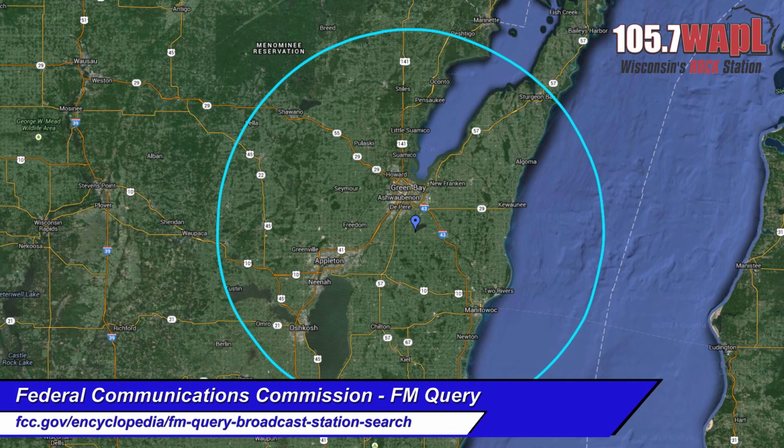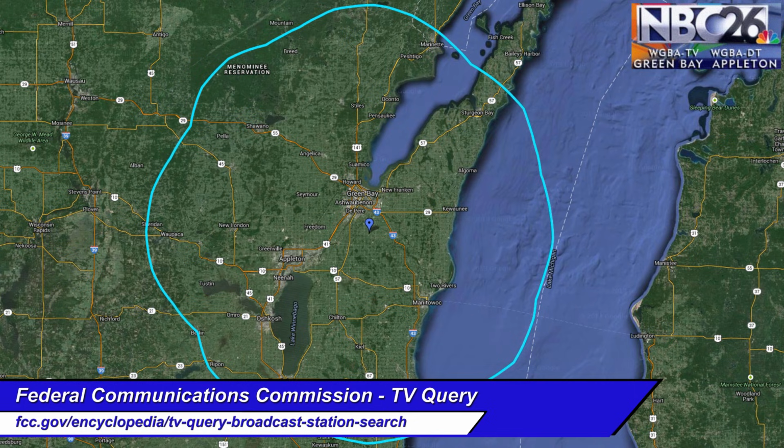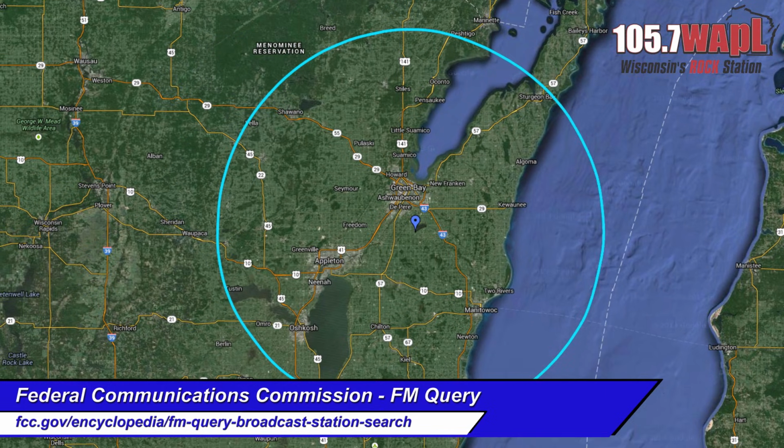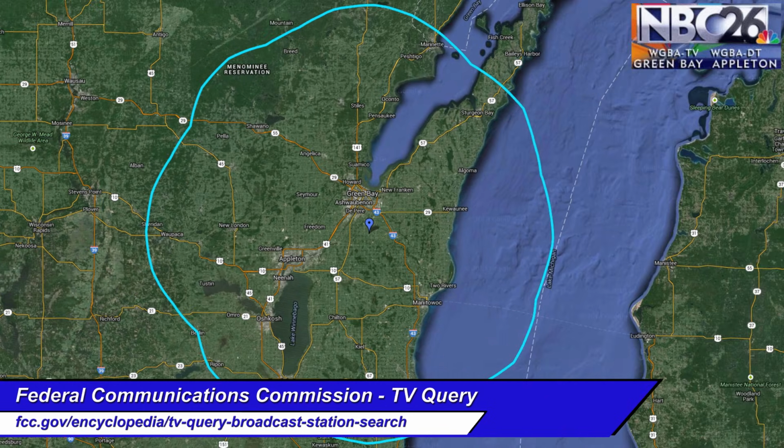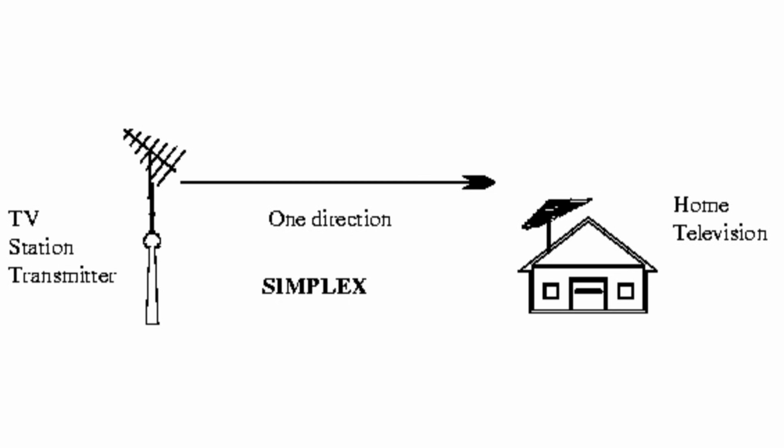WAPL FM and WGBA channel 26 both have towers within a few thousand feet of each other. As you can see, WAPL FM running 100,000 watts has a coverage area from Sturgeon Bay all the way to Fond du Lac, whereas WGBA channel 26 running a megawatt of television signal has almost the exact same coverage area. So what does FM and TV broadcasts have to do with ham radio on VHF and UHF? A lot.